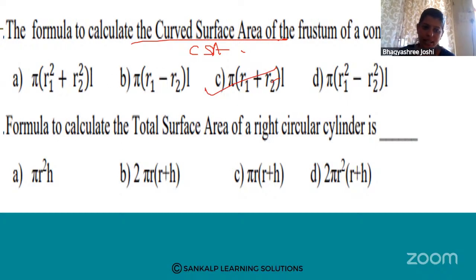Formula to calculate the total surface area of a right circular cylinder. So the total surface area of a cylinder they have asked. Pi r square h is the volume of the cylinder, so this is wrong. We want the total surface area. 2 pi r into r plus h, pi r into r plus h, or 2 pi r square into r plus h. Which option is right here? 2 pi r into r plus h. So this is the total surface area of the cylinder.